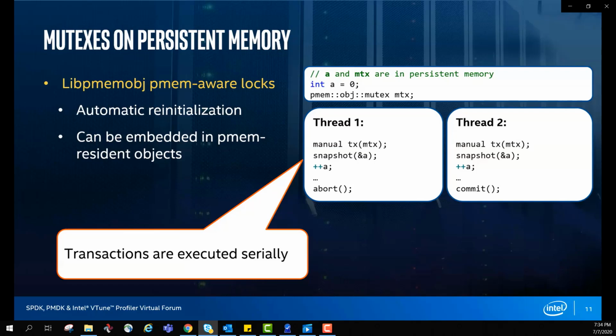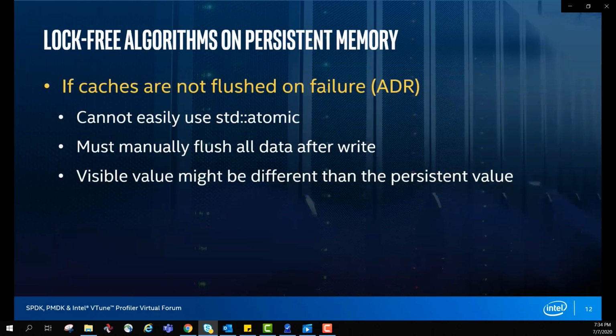Okay, but you might think that using logs to update just a single variable might be an overkill in some circumstances. So natural question is whether we could use log-free algorithms on persistent memory. So whether we can use fetch and add instructions or concurrent swap. The answer is, if we are using ADR, so we need to cache flushes on failure, this is not so easy. We cannot just use atomic operations because of the persistence and visibility problem.